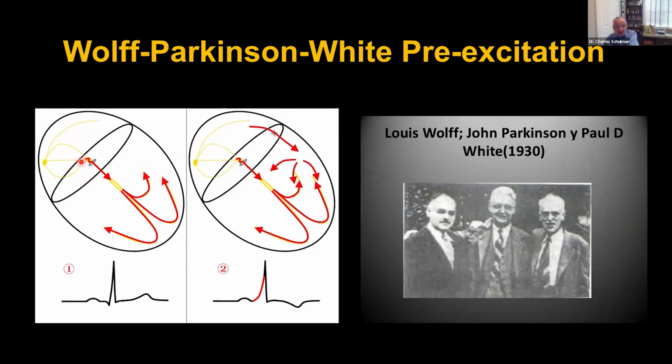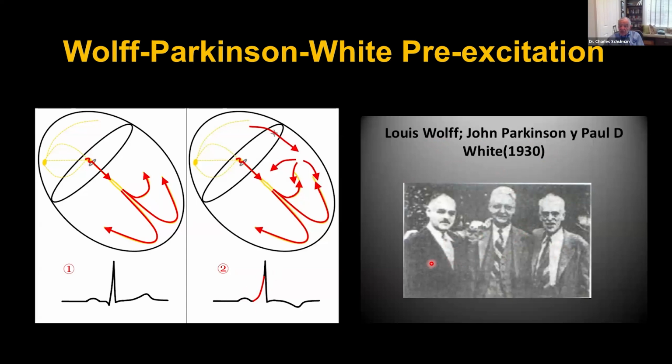So here's the normal impulse traveling through the AV node and depolarizing the ventricles, and so you have a P wave and a PR interval, and then the QRS. When the impulse travels down the accessory pathway, it bypasses the AV node and depolarizes the ventricle early, and that's why you get this wide slurred delta wave, which comes right on top of the P wave. There's a picture of Doctors Wolff, Parkinson, and White.